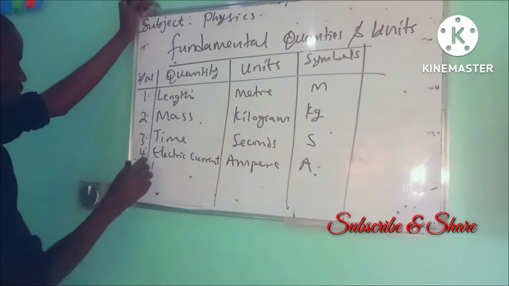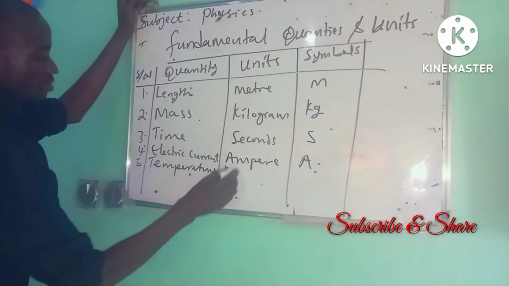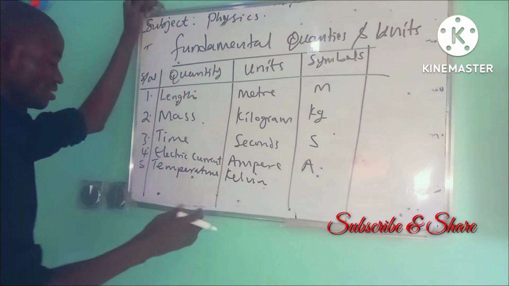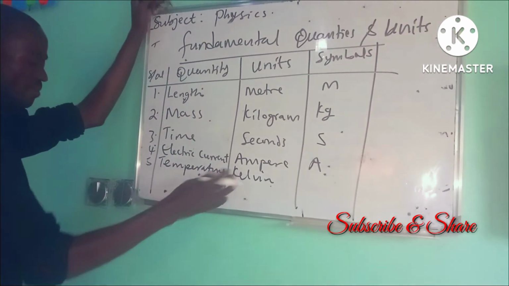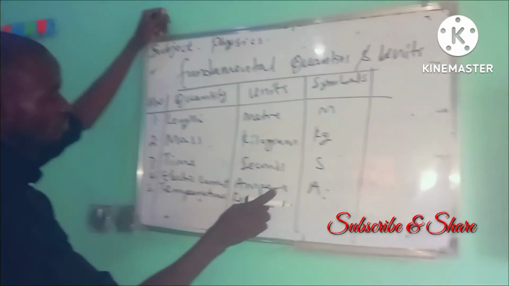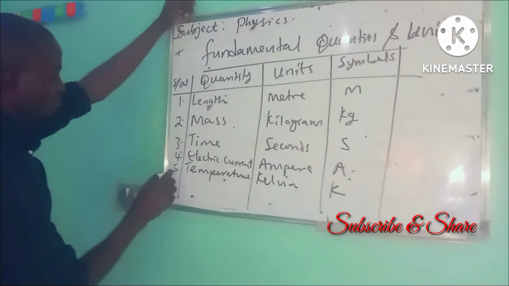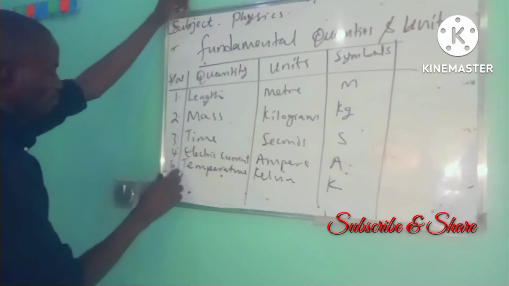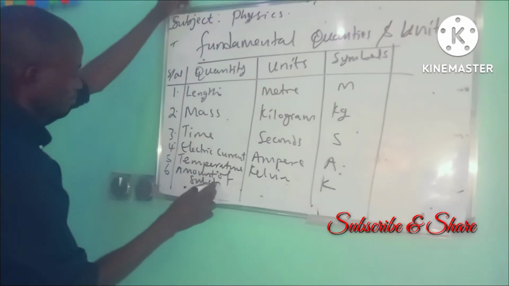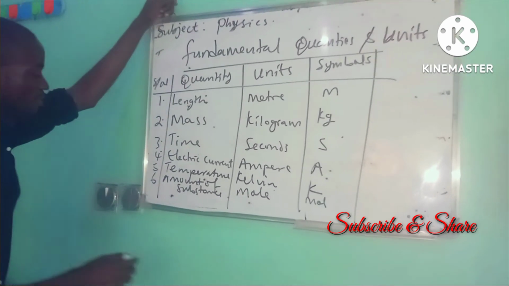So the fifth is temperature, and the unit is Kelvin. The name of this unit is based on the name of the person that discovered this unit. So the symbol is also capital letter K, not small letter k. Then we have the next, amount of substance. It's mole, and the symbol is mol.